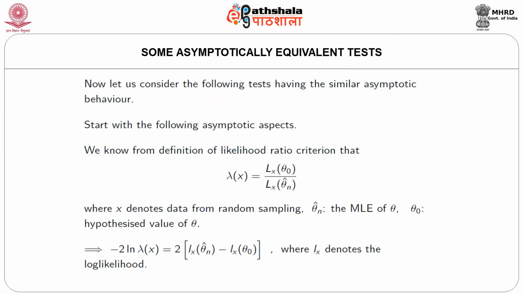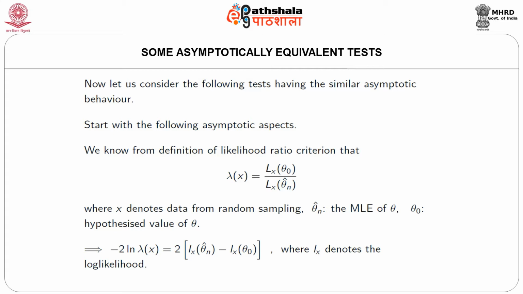Let us now consider the following tests having similar asymptotic behaviors. But before we define the tests, we can start with the following asymptotic aspects. We know from the definition of the likelihood ratio criterion that lambda(x) equals capital L_x(theta naught) by capital L_x(theta_n hat), where x denotes data from random sampling, theta_n hat denotes the maximum likelihood estimator of theta, and theta naught denotes the hypothesized value of theta.